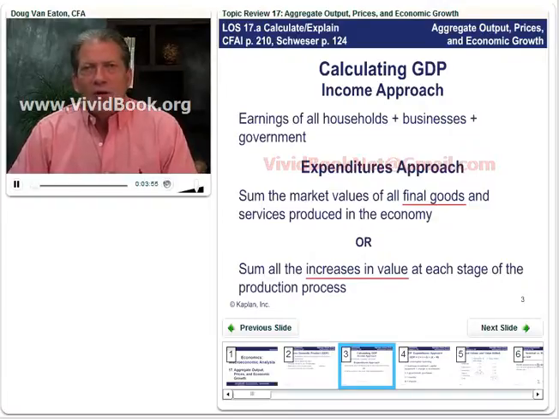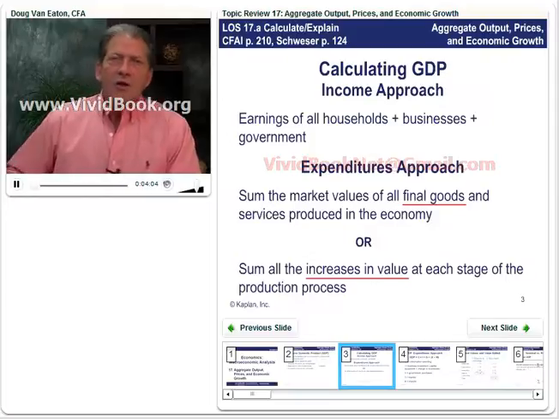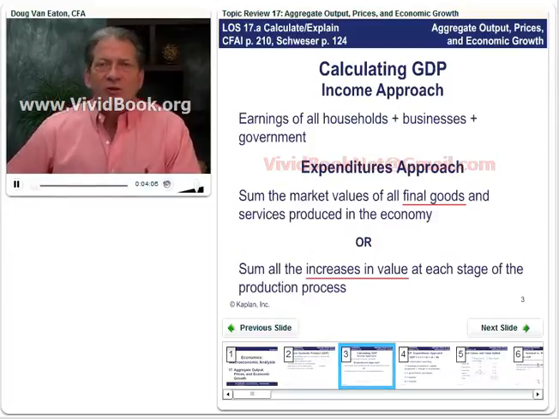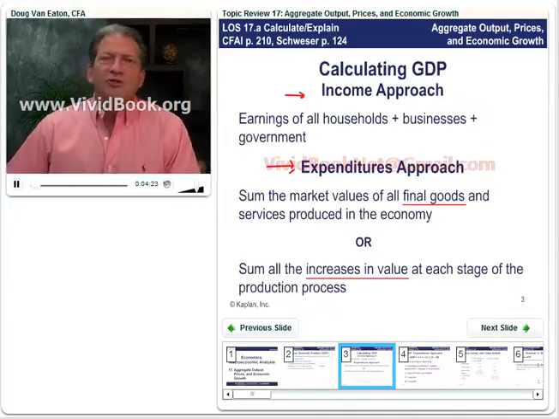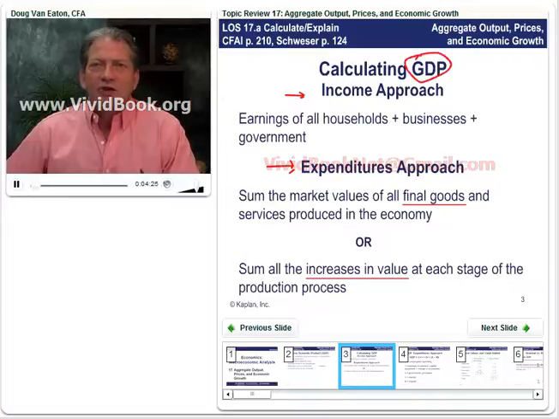Now, another way to look at it would be to look at the expenditures. Add up all the market values of all the final goods and services produced in the economy, or sum the increases in value. Now, the point here is we can take either approach statistically, either looking at all the incomes or all the expenditures. And these should be the same theoretically. There'll be statistical discrepancies between the two just because the numbers are never as clear as what you would like. But those two approaches get us to the same thing, GDP.